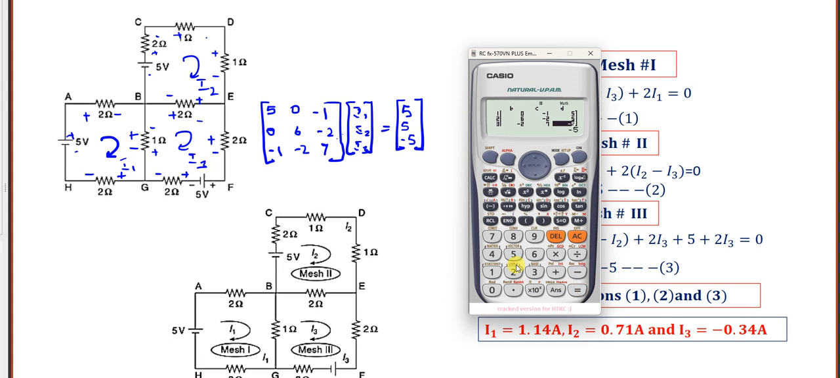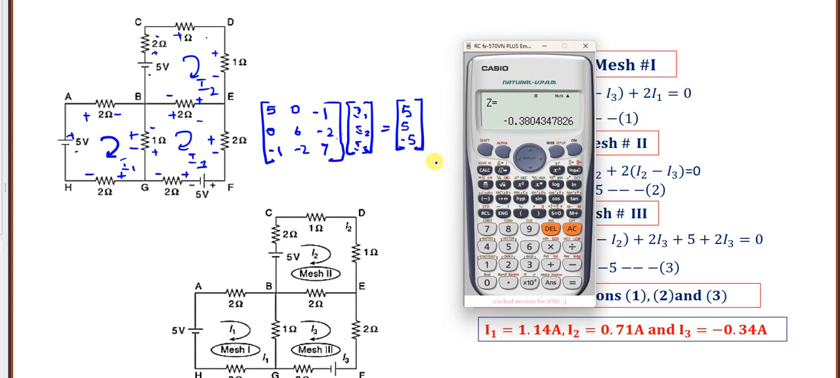Now the expected answer is I1 should be 1.14. Pressing the SD button, it is coming 0.92. We'll check what is the error. Then 0.7 and minus 3.8. Let us check what is the error. I will verify.